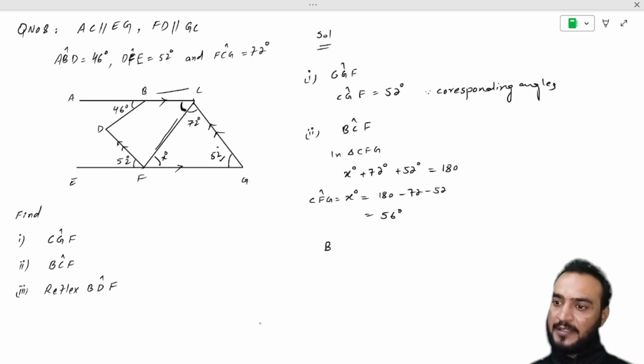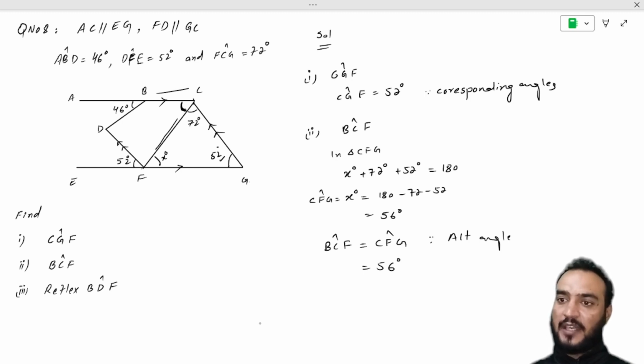The angle BCF is alternate to this X degrees. So angle BCF is equal to CFG because these are alternate angles. And the value of CFG is 56 degrees. So hence we have found the value of BCF, which is equal to 56 degrees.